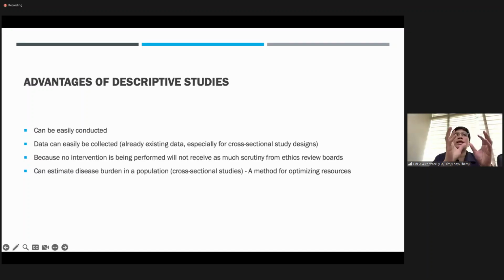Okay. Another advantage of descriptive studies, you are not performing any intervention. You are only doing an observation. No intervention is being performed. So there is not much scrutiny from ethics review boards. All of the health research you will do needs to have oversight by an ethics review board. Okay, so you will need to have it cleared.